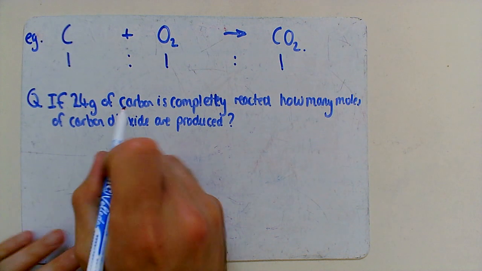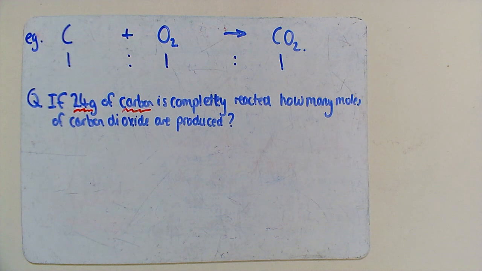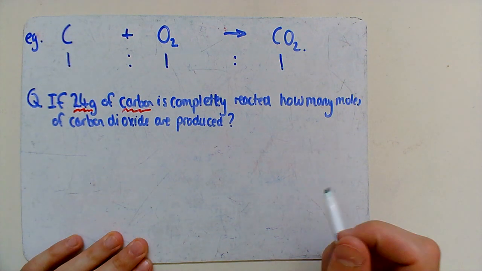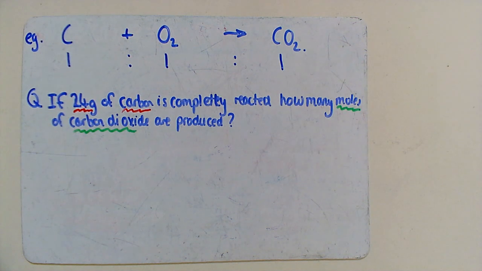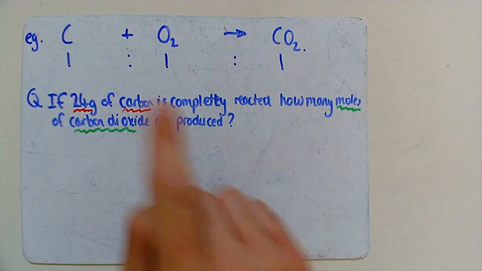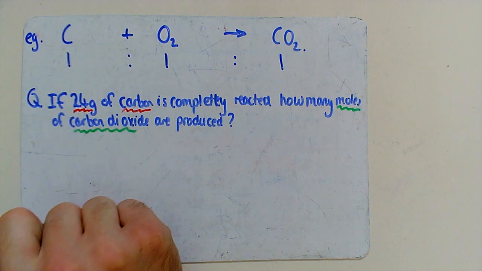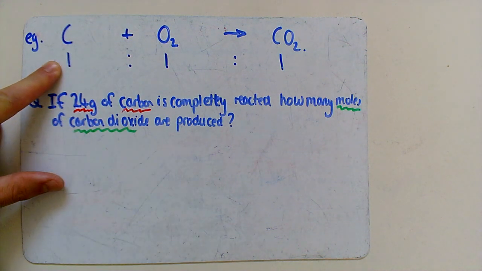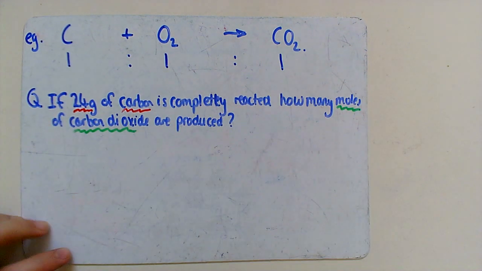Well, with carbon, we've been given a mass. With carbon dioxide, we're wanting moles. So what we need to do is get them both into moles. So we need to work out how many moles 24 grams of carbon is. That will give us our number here for how many moles of carbon. And then we can use this ratio to say how many moles of carbon dioxide will be produced.